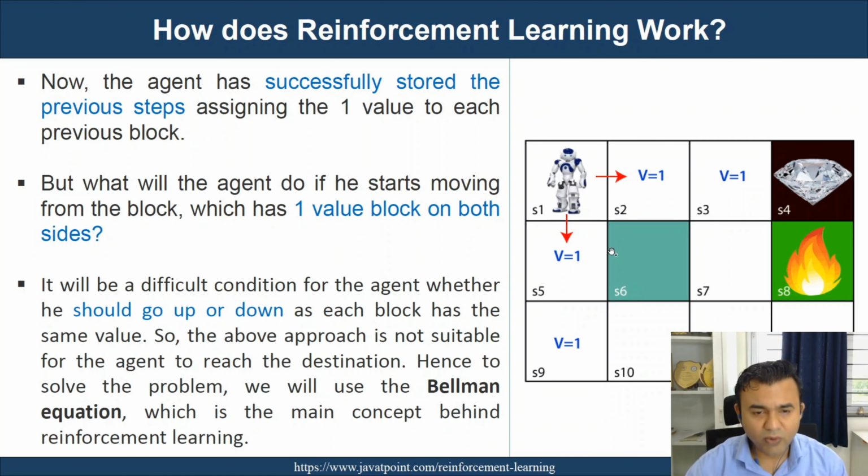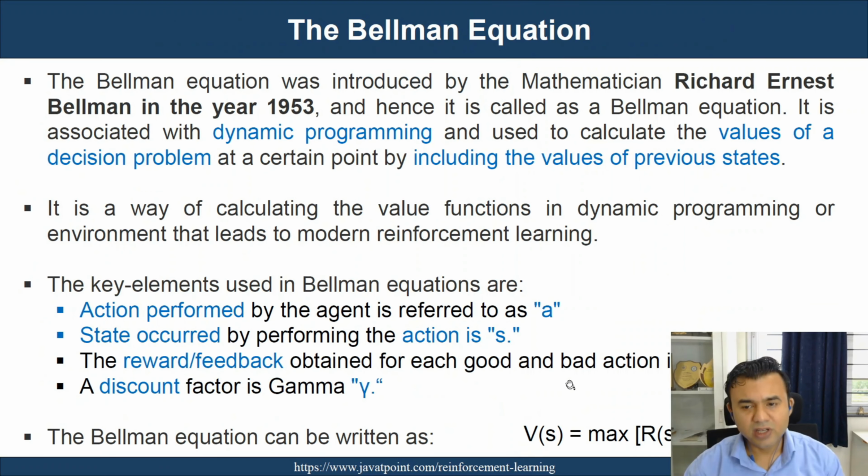It depends on where it is standing, and each block has the same value. So this approach is not suitable for the agent to reach the destination based on just marking value equals 1. Hence, we have to solve this problem differently. We have to have different values, it cannot be just one. So we use the Bellman equation, which is the main concept behind reinforcement learning.